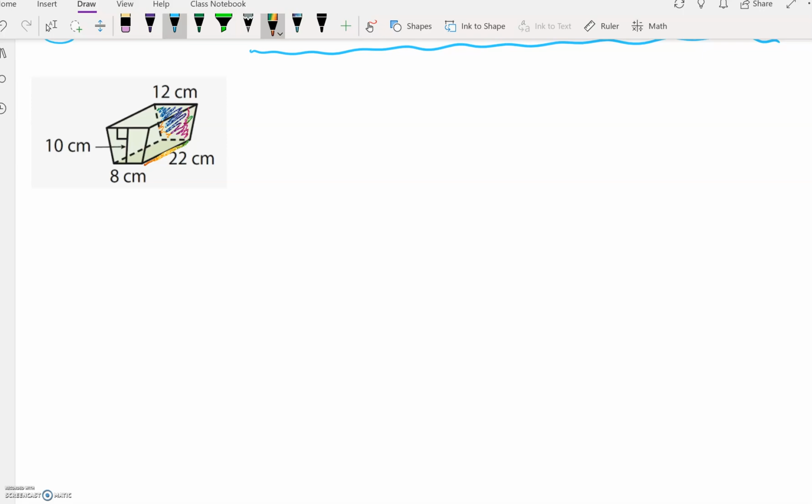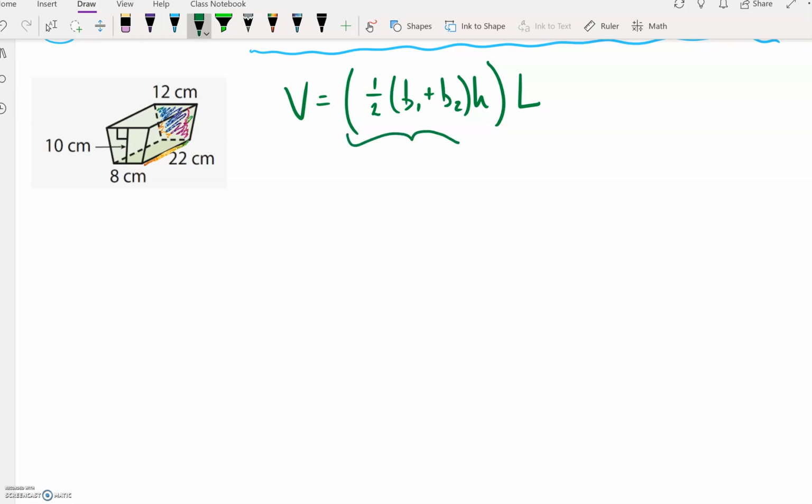Okay, so let's go for this. Volume of a trapezoidal prism. Again, the tricky part. Area of the base. Okay, so 1/2 base 1 plus base 2 times the height times the length is going to give us the entire volume. So look at how crazy this area formula is for our trapezoid. It's a tricky one to be sure. Okay, so let's plug in our values.